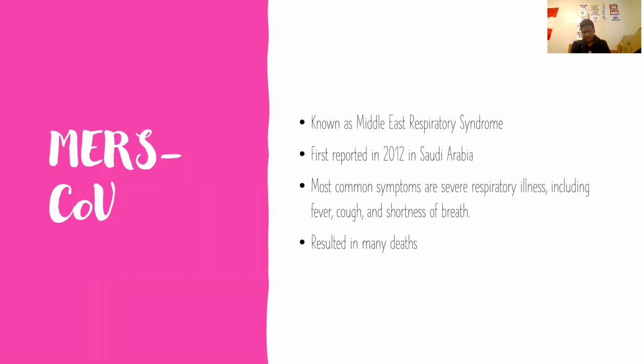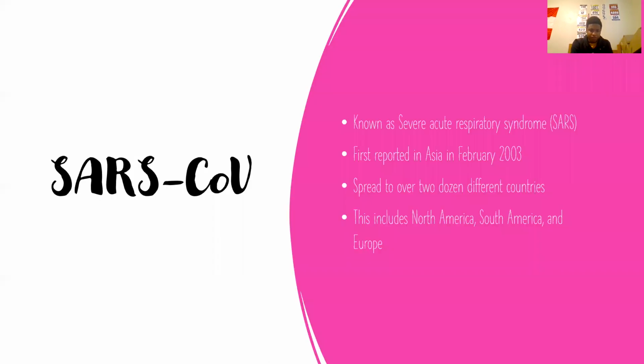With the MERS-CoV strand, its full name is the Middle East Respiratory Syndrome. This strand was first reported in 2012 in Saudi Arabia, which is why it gets its name Middle East, since Saudi Arabia is in the Middle East. That's where the name comes into play. The common symptoms that go along with this particular strand are severe respiratory illness, including fever, cough, and shortness of breath. And death could happen with this strand.